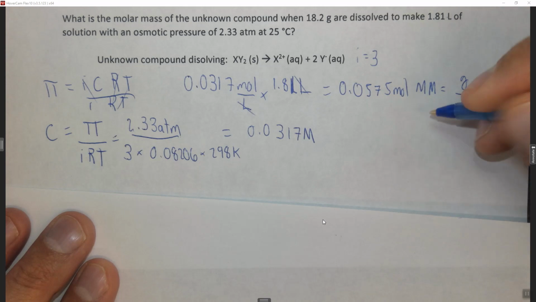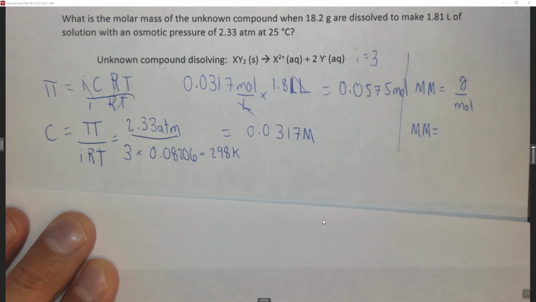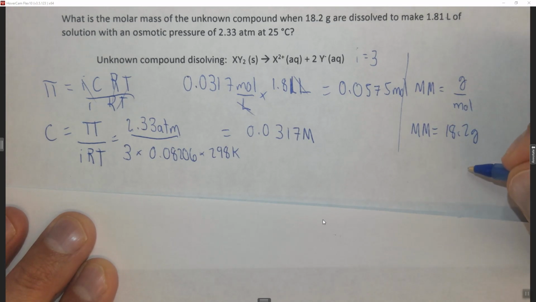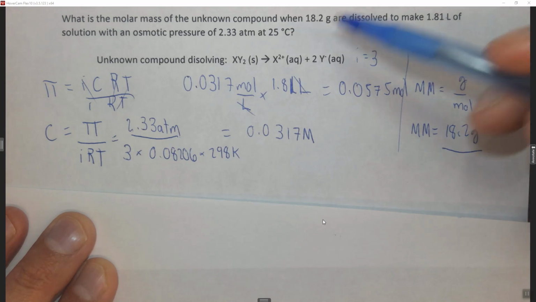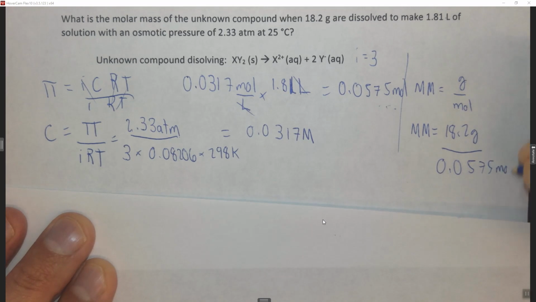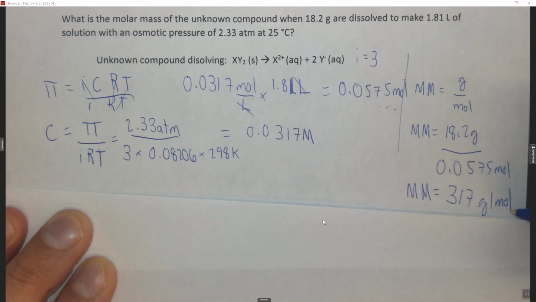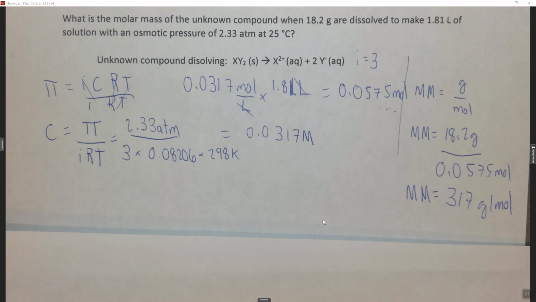Now I can finally find molar mass, because molar mass is the grams per mole. So the molar mass is the grams, given in the problem, 18.2 grams, divided by the moles, that we just found, 0.0575 moles. And when I do that math, I find that the molar mass is 317 grams per mole. So this is the molar mass of my compound. So this is just a rearrangement of the previous question in order to determine molar mass.